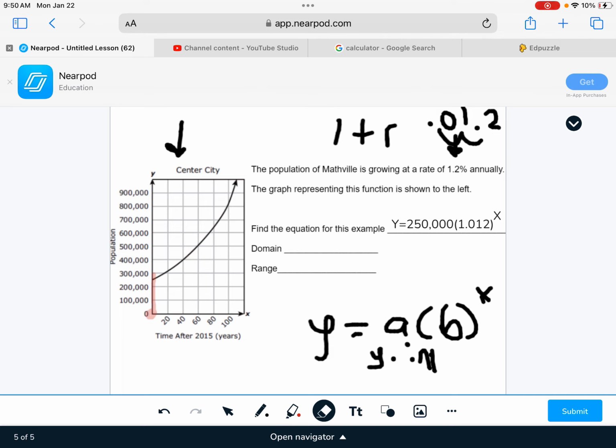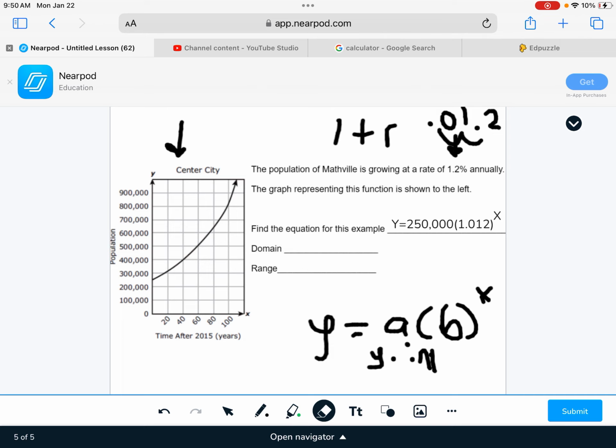Now for the domain. For the domain, we're talking about the side-to-side motion. We first started tracking this in 2015. How do we know that? Well, because it says time after 2015. If there is 0 time after 2015, this is the first time that we started tracking it. This is where we're beginning. We don't look at the stuff from before.